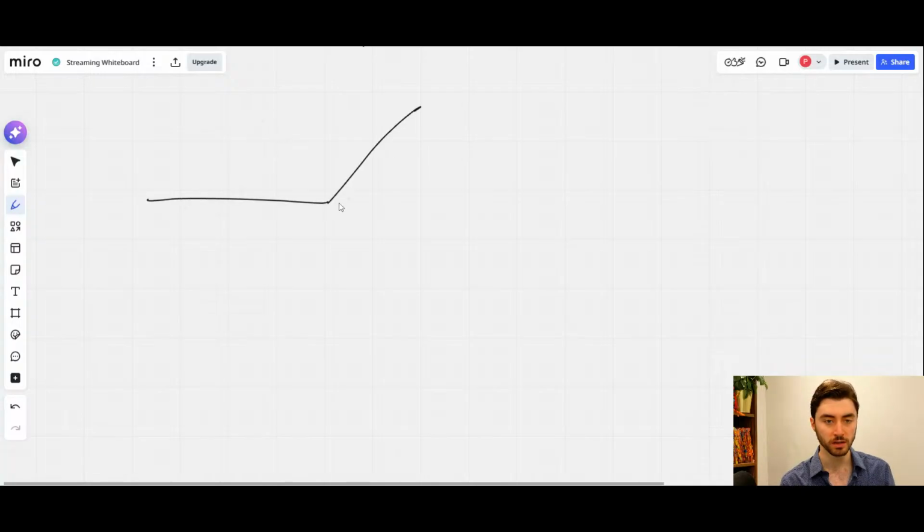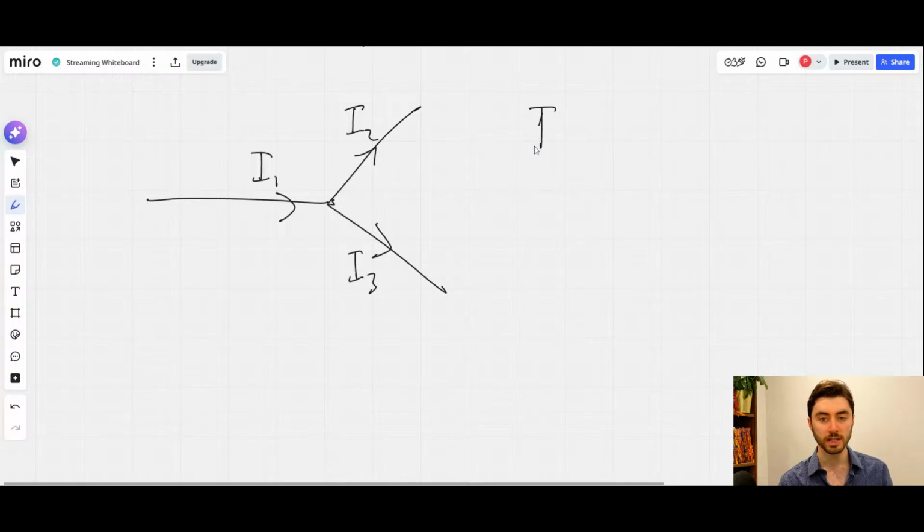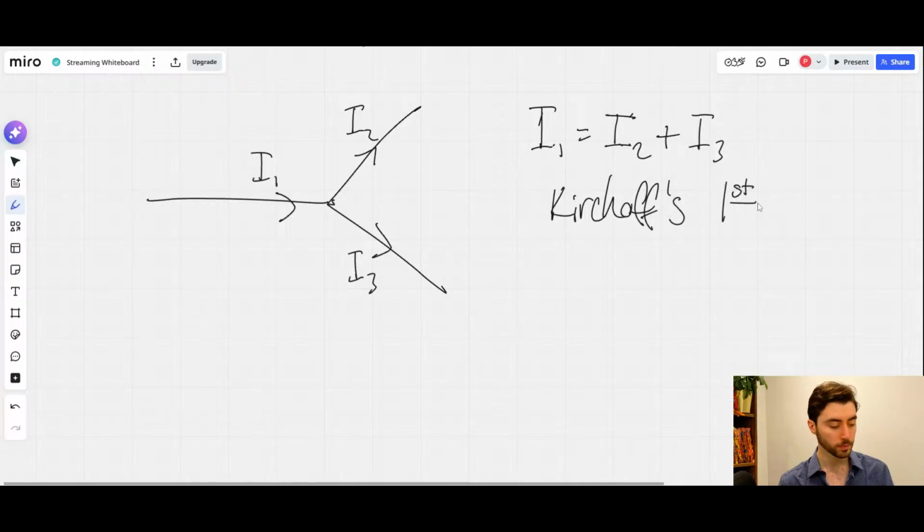if we have a junction, current in equals current out. So in this case, if we had I1, I2, and I3, then the current in, which is I1, would equal the sum of the individual currents, I2 and I3. And that's Kirchhoff's first law. If 2 components are in series, they have the same current going through them. So that's not too interesting.